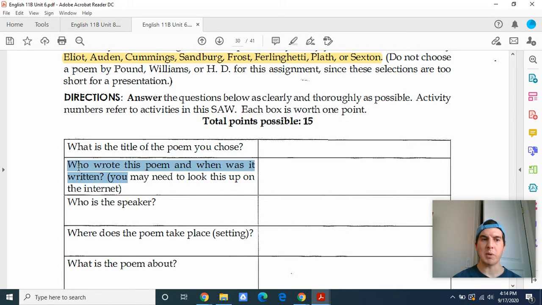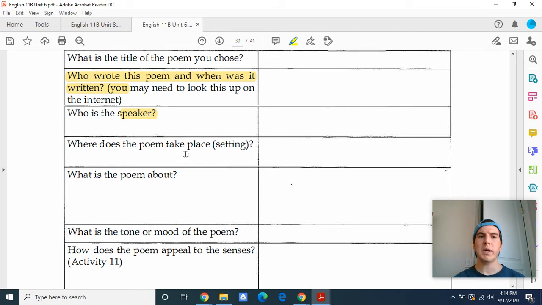Who wrote the poem and when was it written? So you're going to look at which person wrote this here. Was it this person? And then who's the speaker? Who's the person talking in the poem? Is it the author? Is it one of the characters? Is it someone outside the story? And where does it take place? Like, where is the poem?